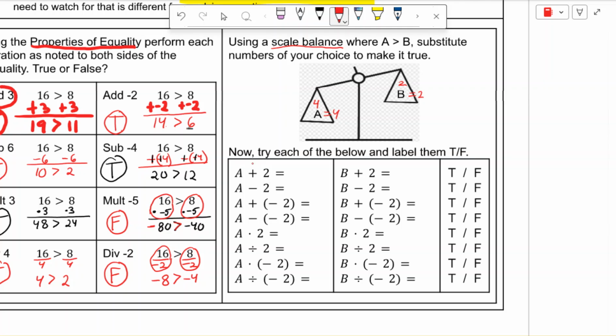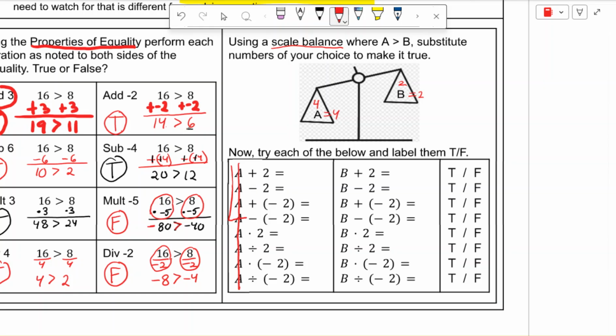So let's now try each of the below and label them true or false. All right, so these are all A's, and we're going to substitute the number 4 in for every one of these. So just to be creative, to be faster, we're going to make a giant 4. Okay, all of those A's are the number 4. Just an easier way to do it for the notes. And then we're going to start doing the math.